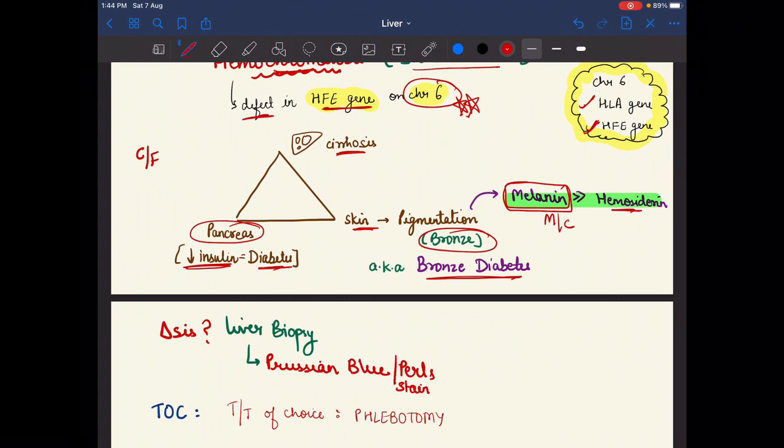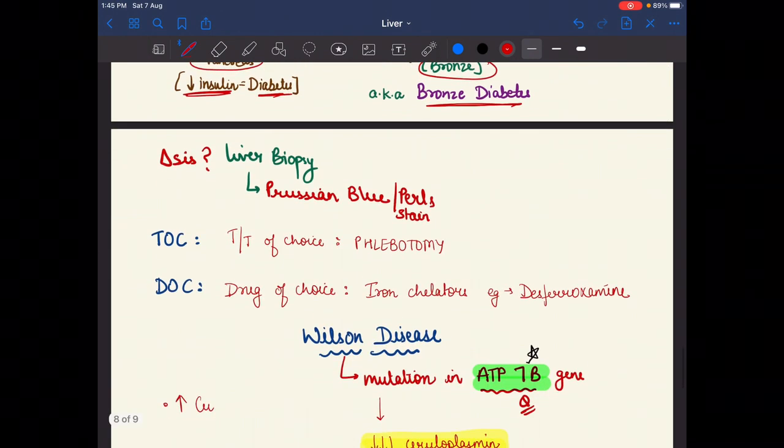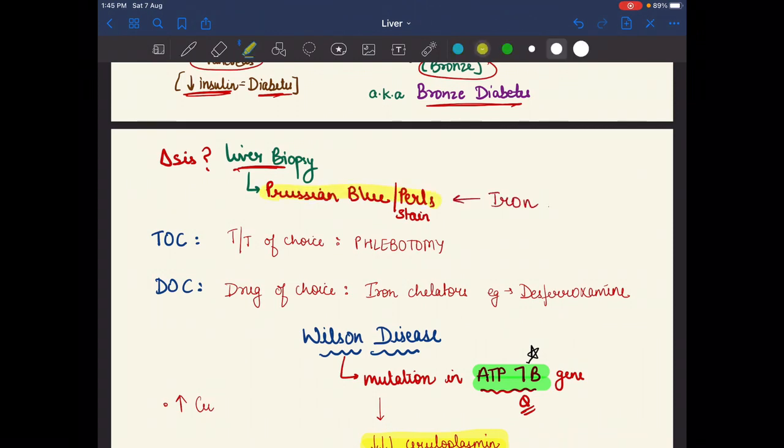Because there is a decrease of insulin level in hemochromatosis, and also there is deposition of melanin, that's why it is known as pigmented skin. So, bronze diabetes. For the diagnosis of hemochromatosis, we do a liver biopsy, and we can also stain it with Prussian blue stain, because this is the stain for iron. So the stain for iron is Prussian blue stain, or we can say Perls stain. Please remember this question.